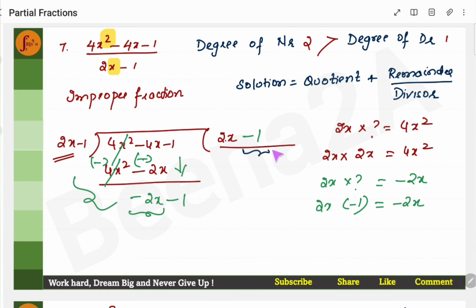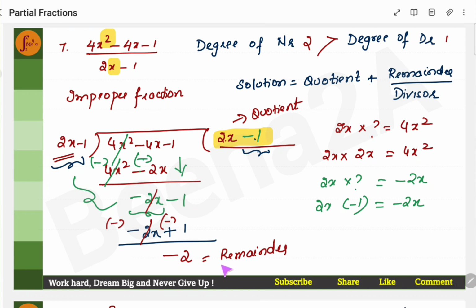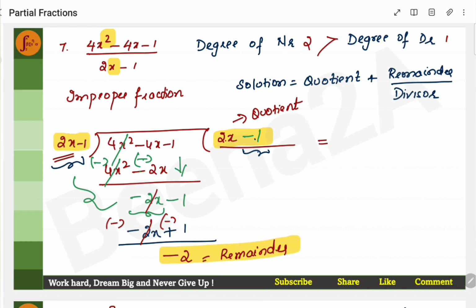So now I'll take minus 1 and multiply with this entire expression. Minus 1 into 2x is minus 2x. Minus 1 into minus 1 is plus 1. Now I'll subtract the whole thing. This will get cancelled. Minus 1 and minus 1 will become minus 2. So this is the quotient and this is the remainder. And this is the divisor. So now we'll write the answer. Quotient is 2x minus 1. Remainder is minus 2. And divisor is 2x minus 1. So this is the final answer.